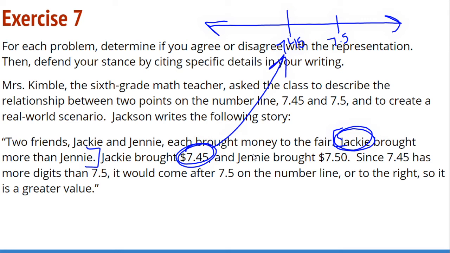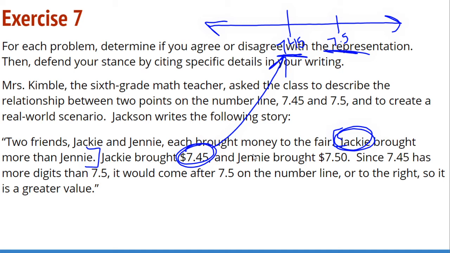So let's look at the thinking here. Jackson says since 7 and 45 hundredths has more digits than 7 and 5 tenths, it would come after 7 and 5 tenths on the number line, or to the right. So it is a greater value. What is your thinking? Do you agree or disagree? Well, we've already looked at the number line, and we know that 7 and 5 tenths is coming to the right. So I'm going to have to disagree.